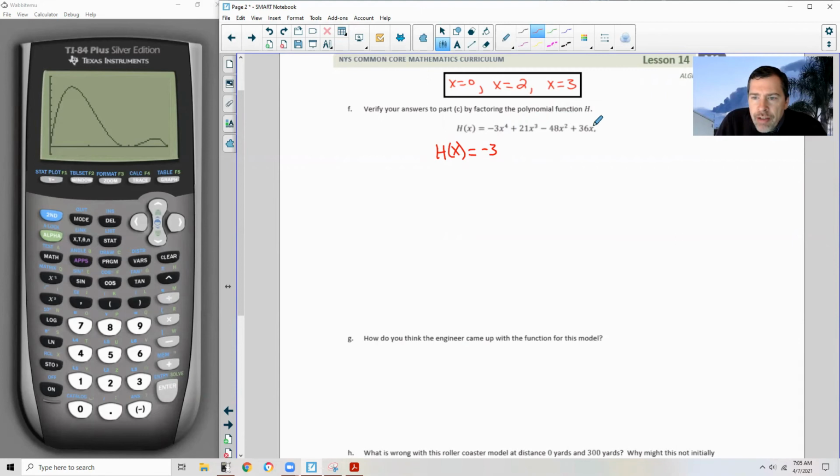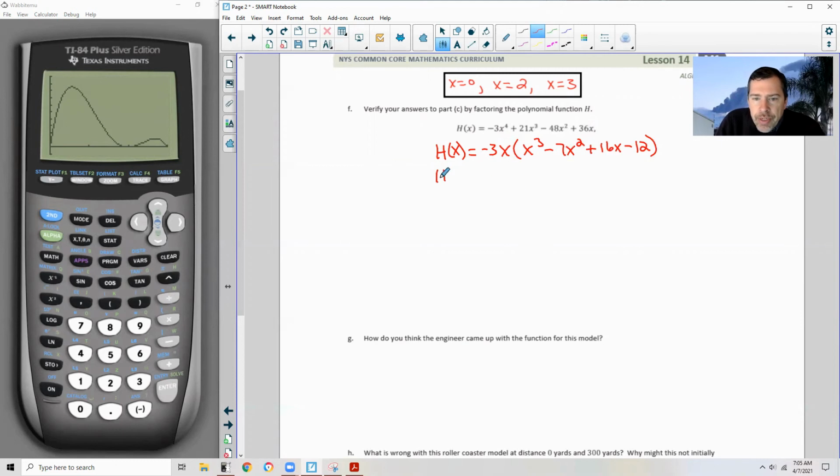So all four terms have at least one x in them, so I can factor out 1x. And then I divide. Negative 3 divided by negative 3 is 1. X to the fourth divided by x is x cubed. Positive divided by a negative is negative. 21 divided by 3 is 7. X cubed divided by x is x squared. Negative divided by a negative is positive. 48 divided by 3 is 16. X squared divided by x is x. Positive divided by a negative is negative. 36 divided by 3 is 12. X divided by x is 1. It's 1 times 12, or just 12.